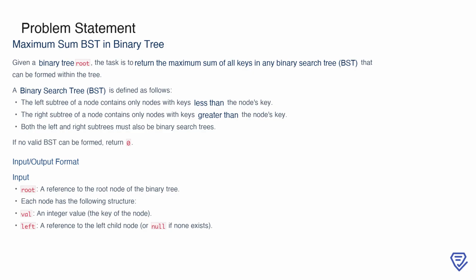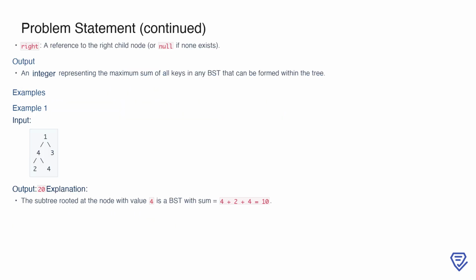The input to the problem is a reference to the root of the binary tree, where each node has a key, a potential left child, and a potential right child. The output is an integer that represents the maximum sum of keys from a valid BST within the tree. Continuing, the right child of each node is either a reference to another node or null if no child exists. The output of the problem is the maximum sum of keys that can be obtained from any valid BST within the tree. Let's look at an example to understand this better.